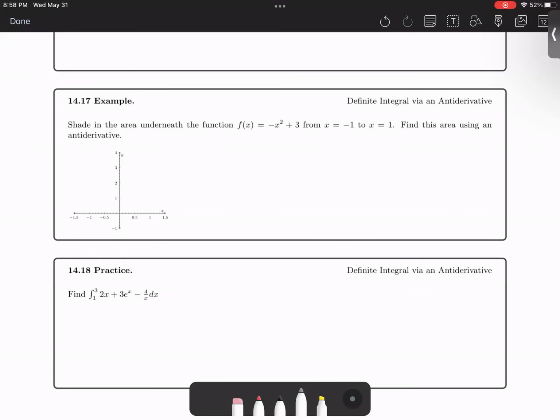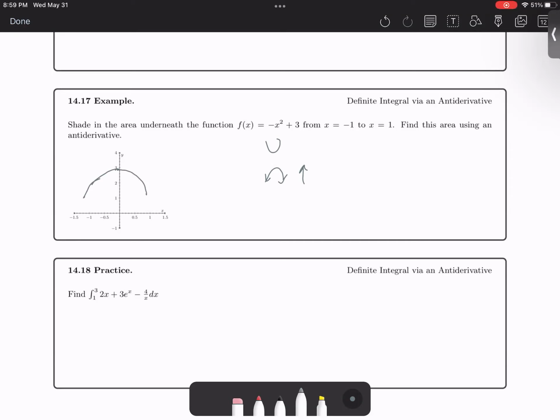In this example, we are going to think about using a definite integral to find the area underneath a function. So let's shade in the area underneath the function minus x squared plus 3. So it's x squared, except it's minus x squared, and then it's shifted up by 3 units. So it's going to look something like this.